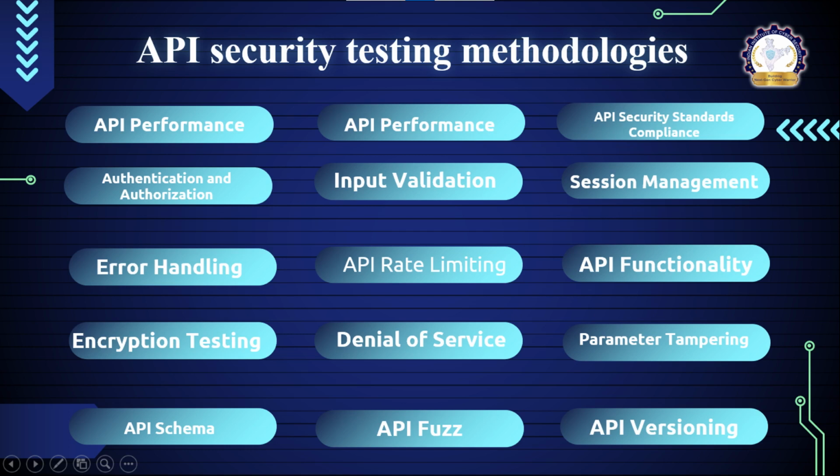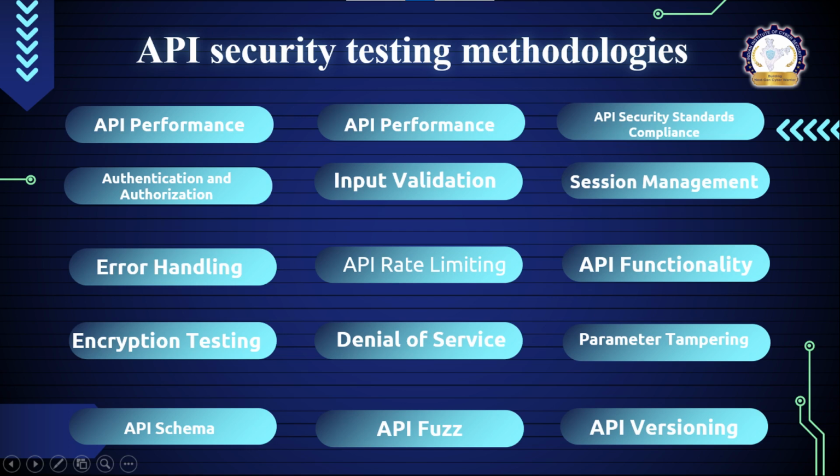The next one we have is encryption testing. This methodology involves the testing of encryption mechanisms of the API. It aims to ensure that sensitive data transmitted between the client and server is properly encrypted and cannot be intercepted by attackers. This methodology involves examining the encryption mechanisms used to protect sensitive data transmitted between the client and the server. The goal of encryption testing is to ensure that the data is properly encrypted in transit and at rest, and that it cannot be intercepted or accessed by unauthorized parties.